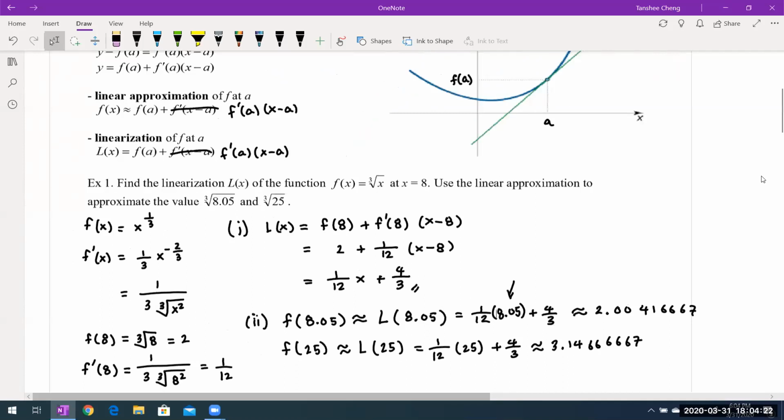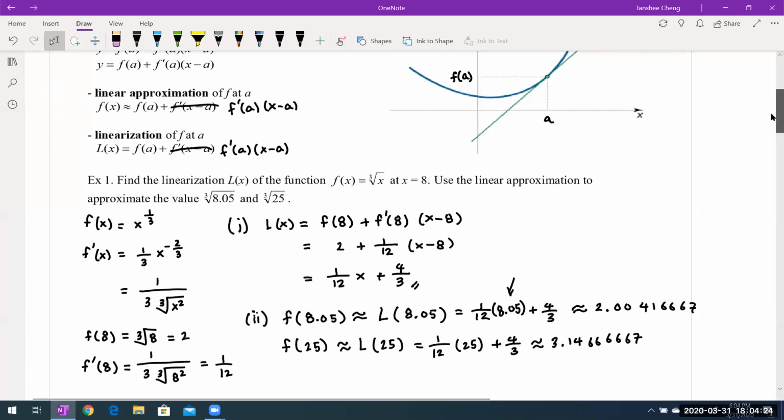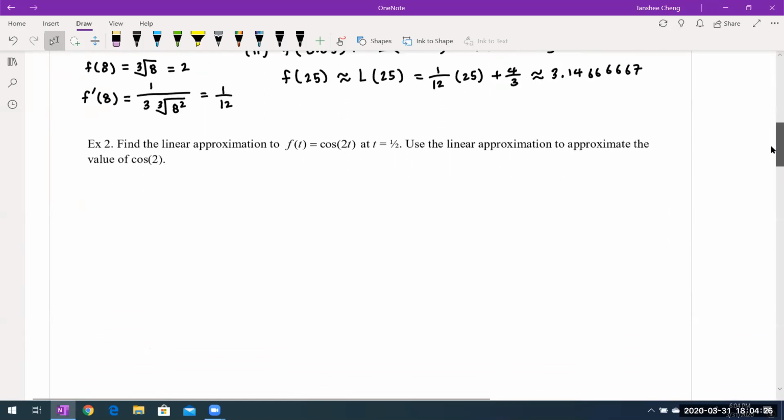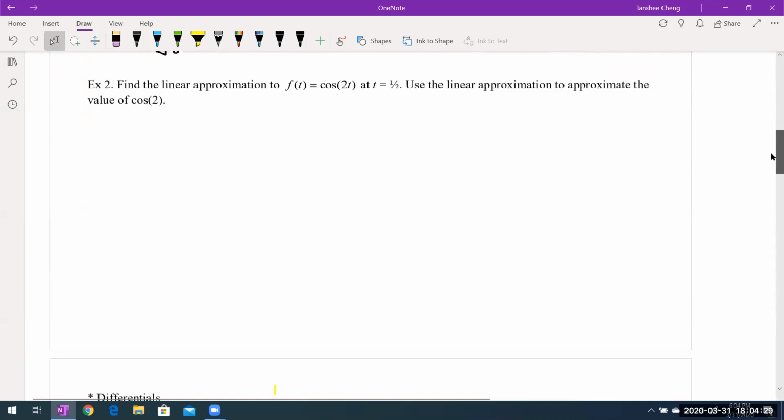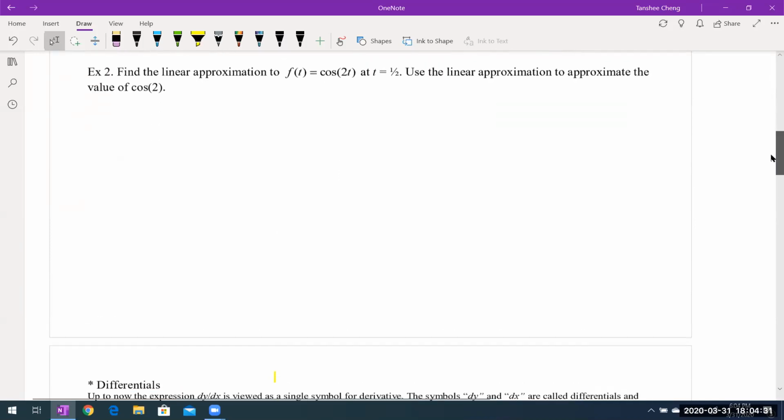The next example, you're going to have to look at it a little bit twisted around. Almost everything is the same except something else. The second example is asking you to find the linear approximation of the function f of t equal to cosine of 2t at t equal to 1/2. And we want you to use the linear approximation to approximate the value of cosine of 2.